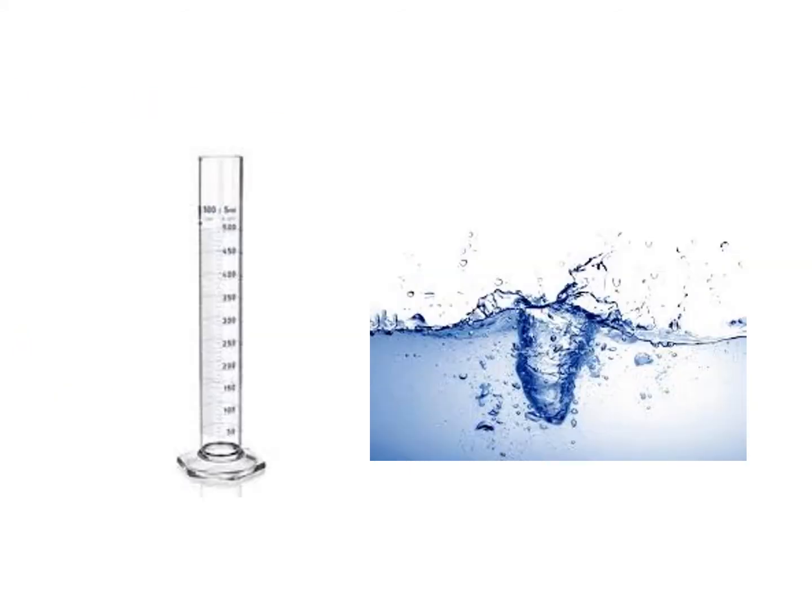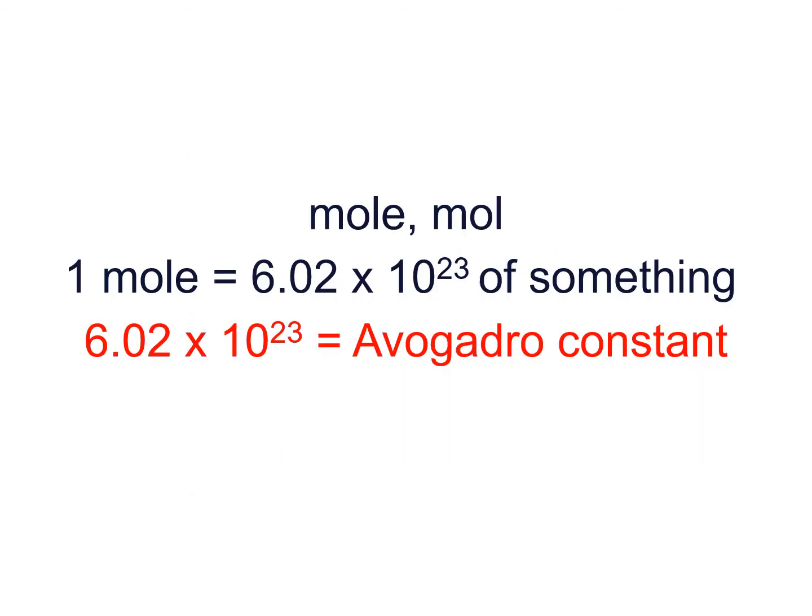In this measuring cylinder, there is 1 mole of water, and that means there is 6.02 times 10 to the 23 water molecules. This number also has a name that we need to know. 6.02 times 10 to the 23 is called the Avogadro's constant, which is named after the Italian scientist whose work led to its discovery. And Avogadro's constant is equal to 1 mole of something.